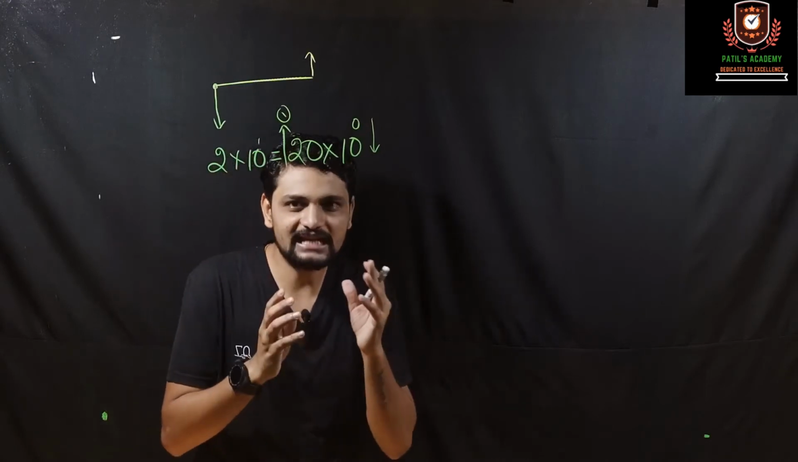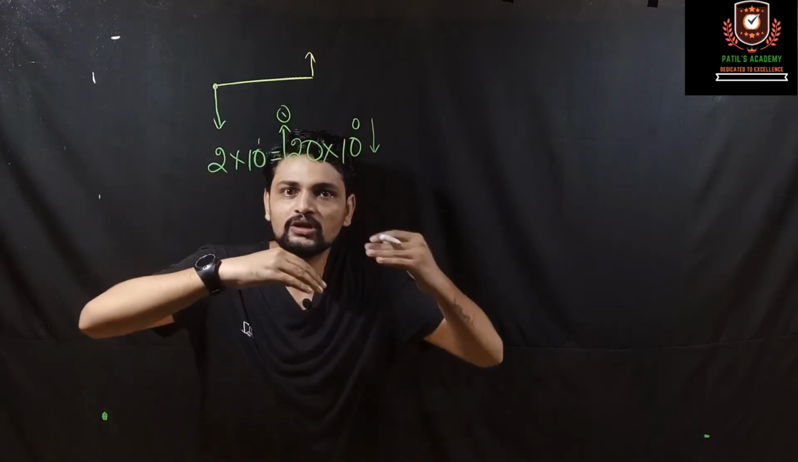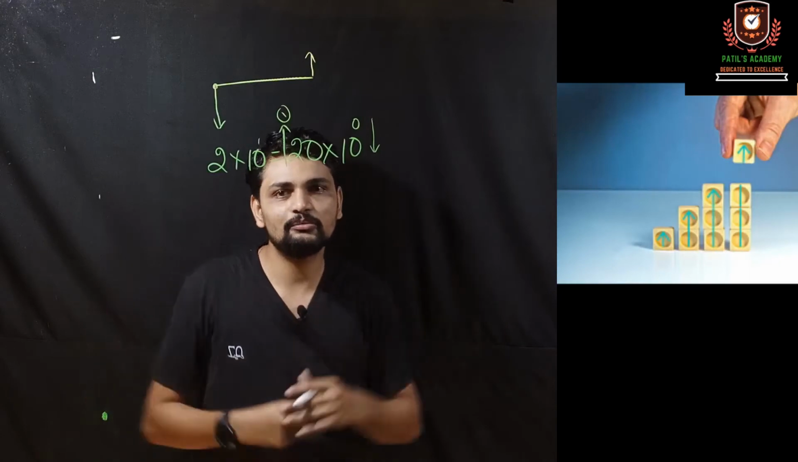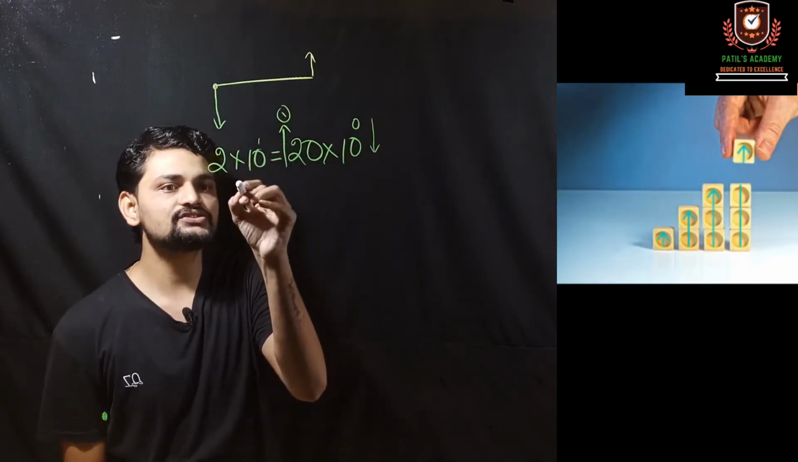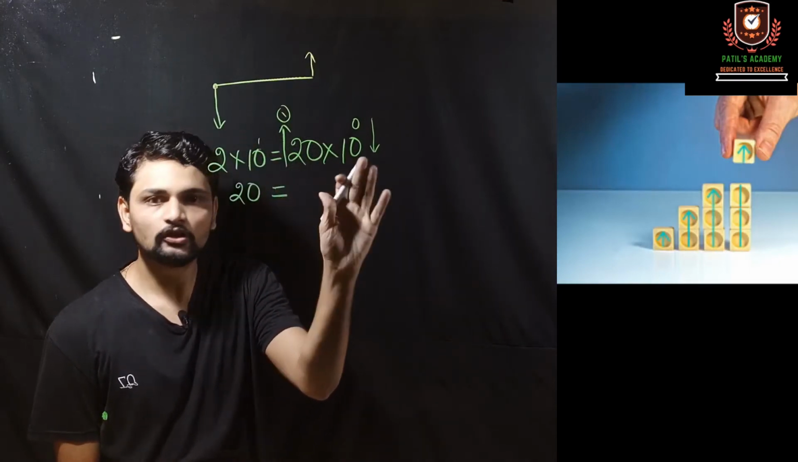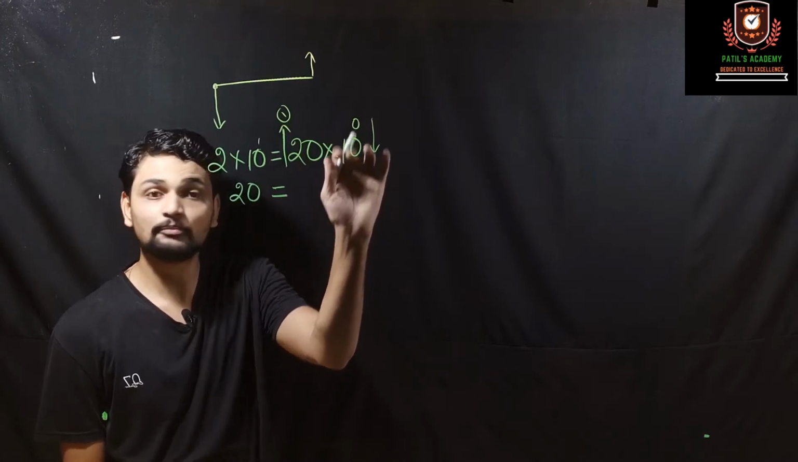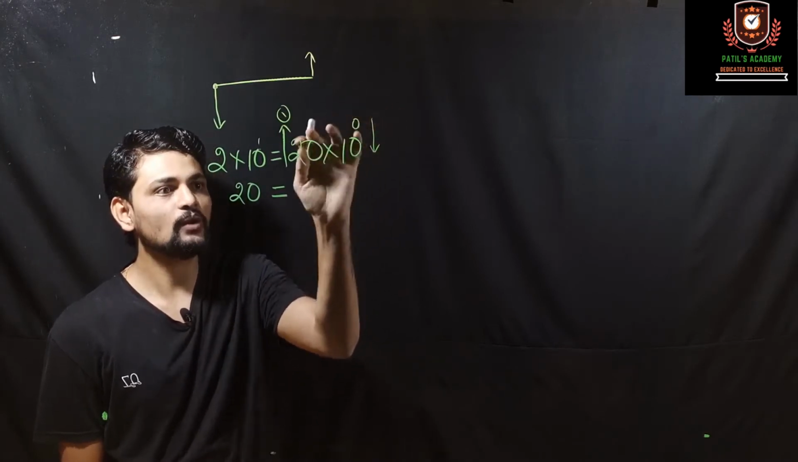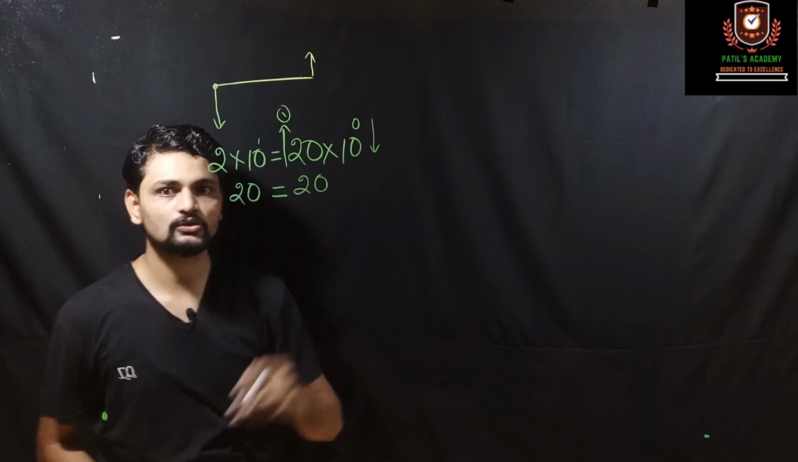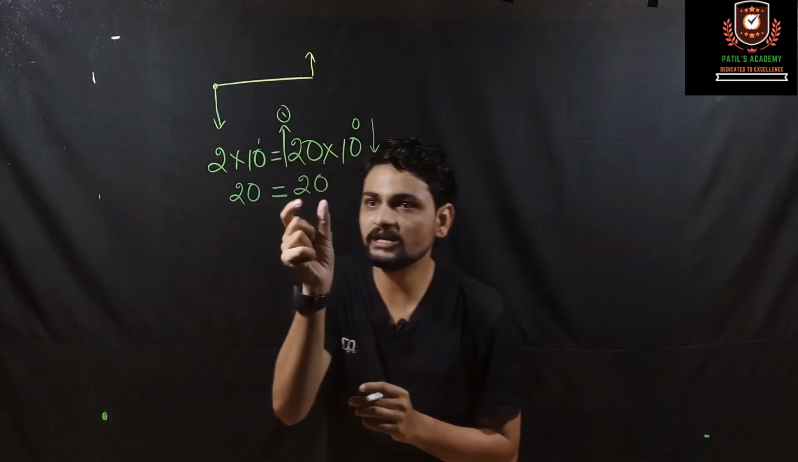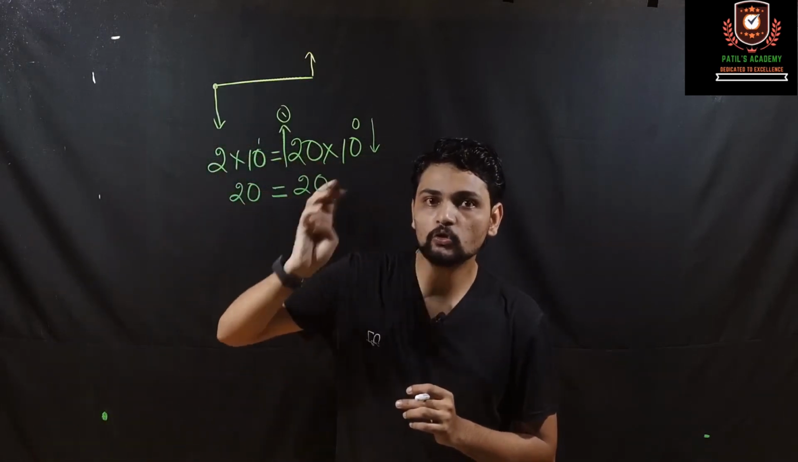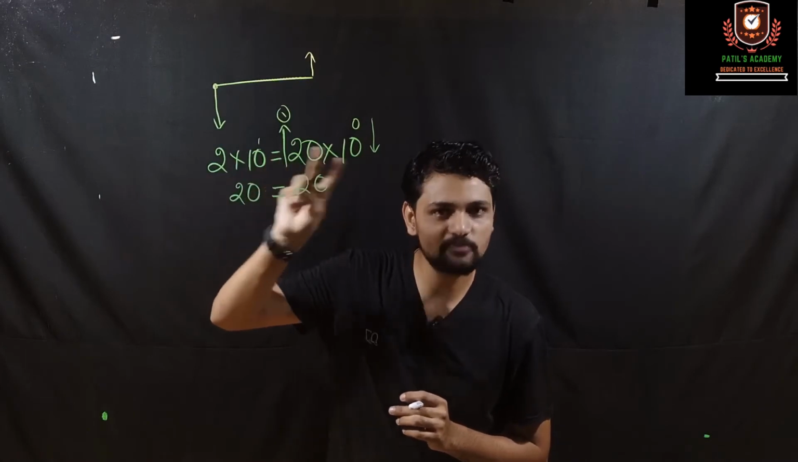I'm starting with small examples, and I'm going to increase the level as the video proceeds. See, 2 into 10 is 20. Now this side should also get 20. See, 10 power 0: anything power 0 is 1. 1 into 20 is 20. As simple as that, LHS is becoming equal to RHS. So our rule is true in this small example.